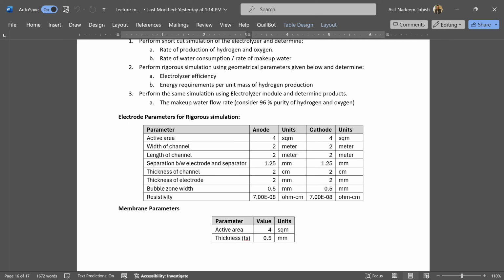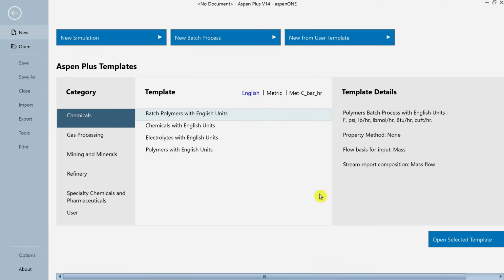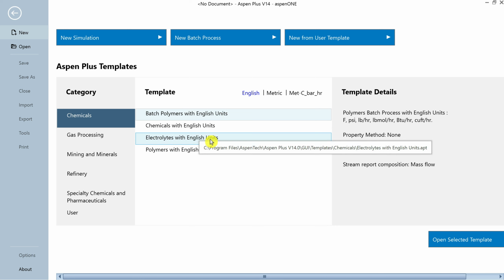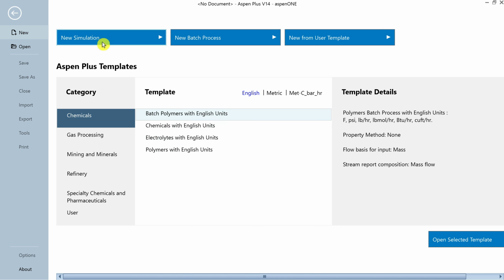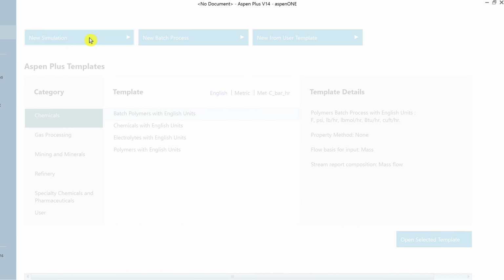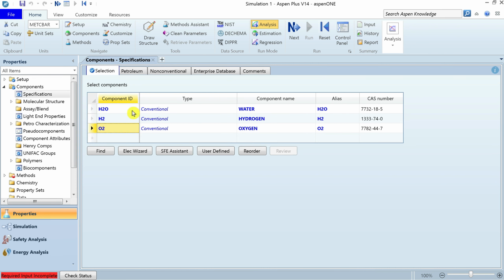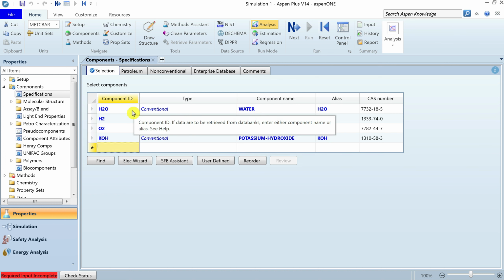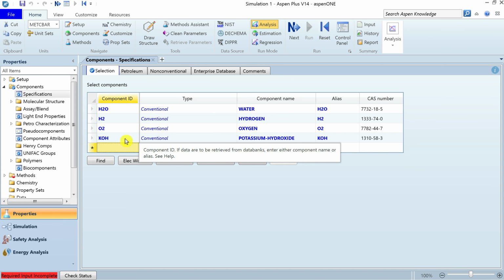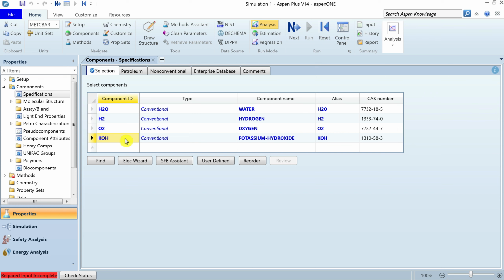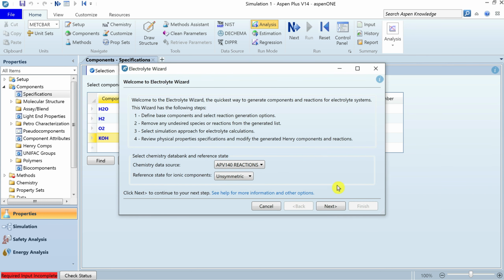Let's open Aspen Plus and simulate this problem. For this problem, you can either start with the electrolyte template or start a new simulation without any default template. Let's start with a new simulation without selecting any default template. Add the components, which include water, hydrogen, oxygen, and potassium hydroxide as an electrolyte. Since potassium hydroxide is a base, and during the electrolytic reactions the solution chemistry will be involved instead of the apparent components, let's use the electrolyte wizard to define the solution chemistry.